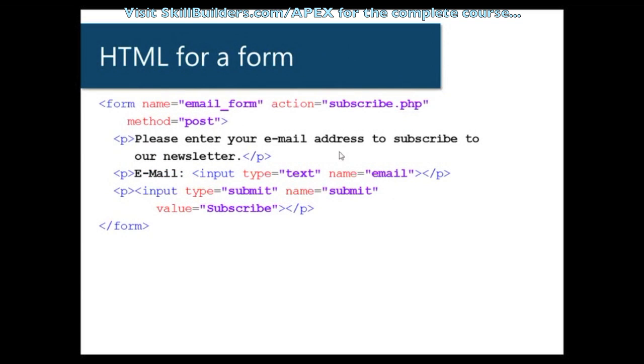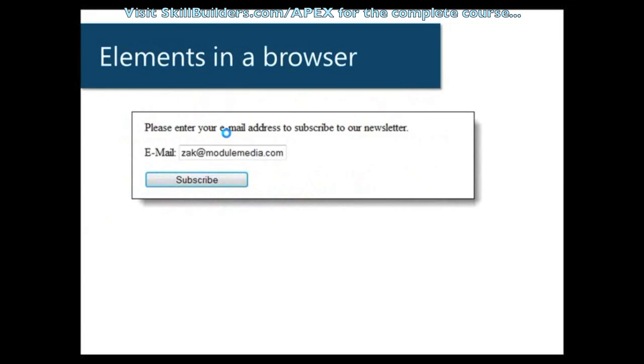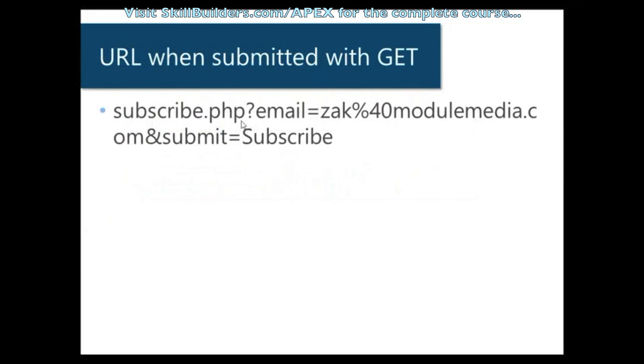Now, if the action here actually says post, so if you were to submit this, you get name value pairs. Name would be email, value would be whatever the user put in that input. Name here would be submit, value would be subscribe. So two name value pairs would end up going to the server over here, this subscribe.php. It would go in a post, so you wouldn't actually see the name value pairs. They would just go as part of the HTTP body.